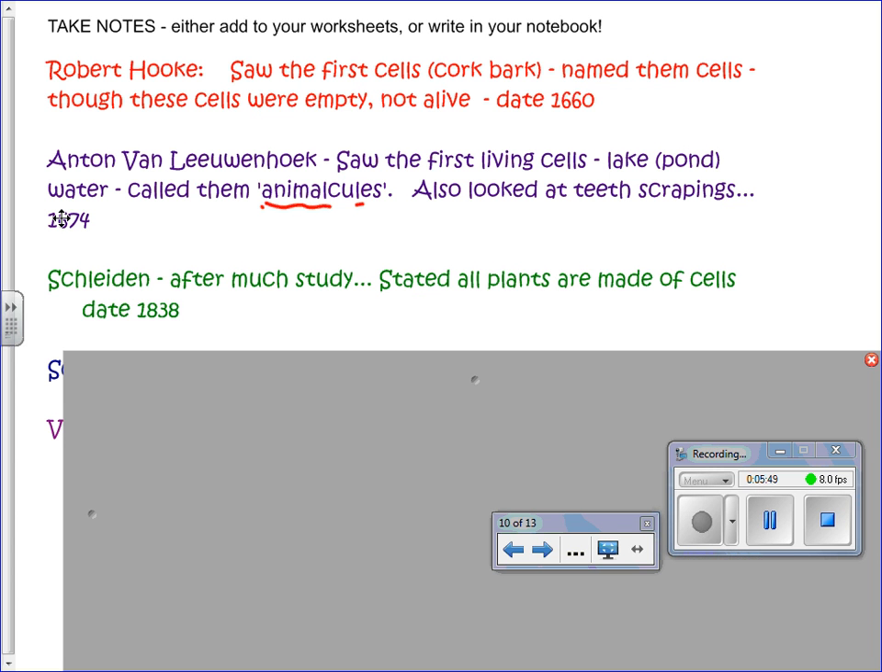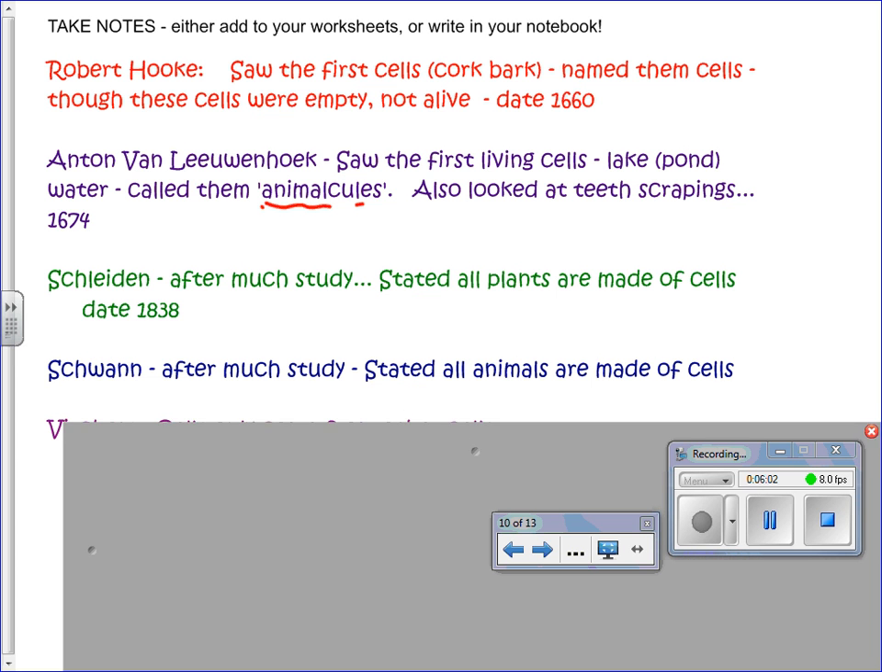So we're almost 150 years later. All plants are made of cells. So this is just something that's ongoing. It's the big thing that people are studying. And about the same time, Schwann, after much study, stated, you know what? All animals also seem to be made of cells, right? Every animal he could think of, he's testing the tissues he's looking at. All animals are made of cells. This is all about the same time, okay?